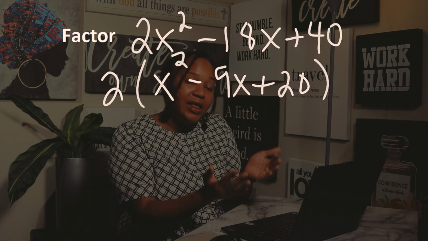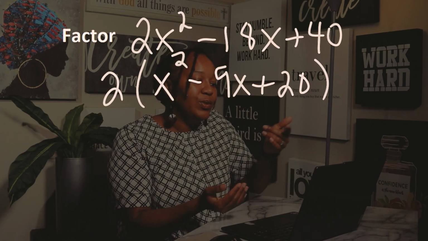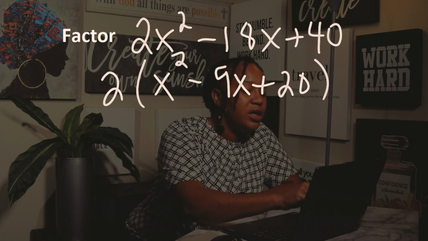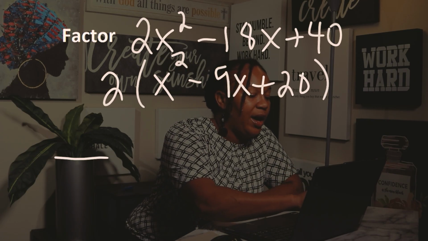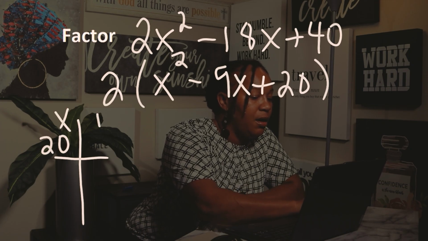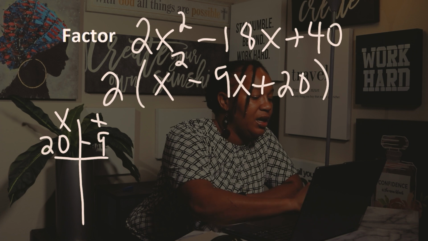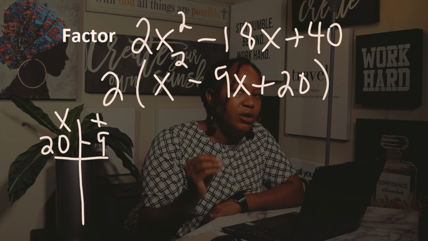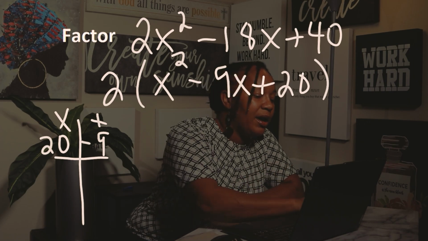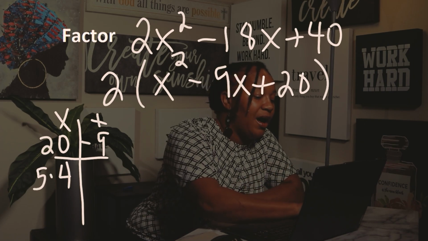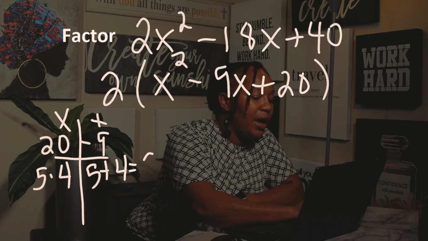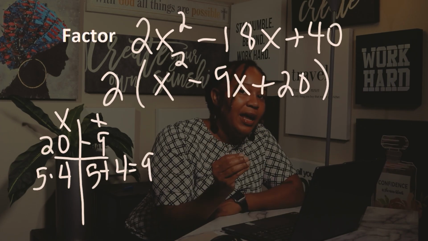And so now inside the parentheses, I have 3 terms with a leading coefficient of 1. So now I can try to factor what's inside the parentheses. So in this case, I would want to find factors of 20. That's 2 numbers that multiply to give me 20, but add to give me negative 9. The first factors that come to my mind are 5 and 4. 5 times 4 is positive 20, but when I add those together, that gives me a positive 9. I need it to be a negative 9.